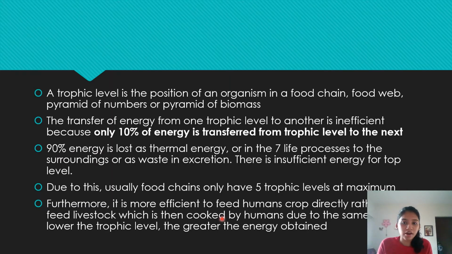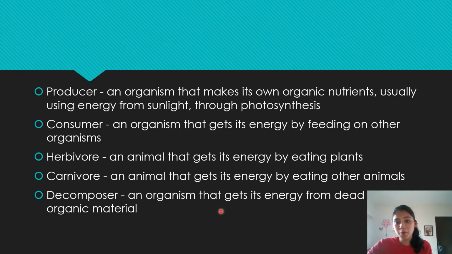So humans are at a lower trophic level, which means they have a greater proportion of energy that they are consuming from the plants. Therefore, it is more efficient to feed humans crops directly rather than feed livestock and then cook the livestock and have humans consume the livestock. That's very important. It's an important question as well. They've asked it quite a decent amount of times.